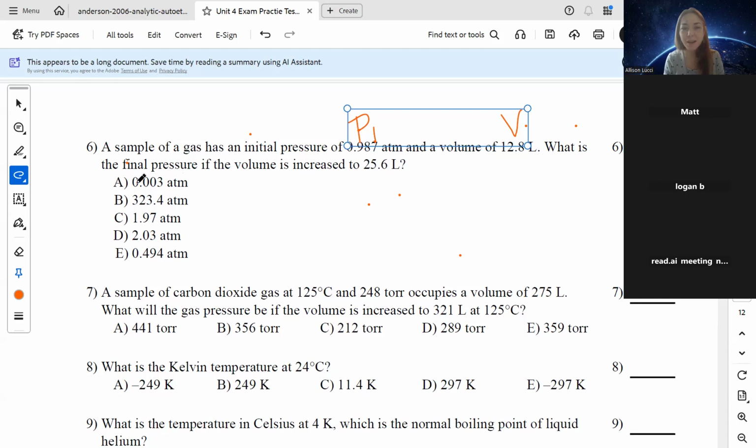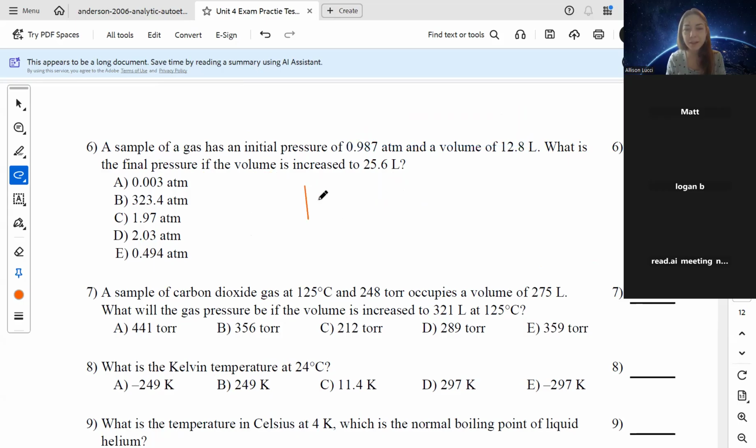All right, so we want to know what our final pressure is. So we're solving for P2 if our V2 is now 25.6 liters. So let's see how we would set this up. We have atmospheres, we have liters, so our units look good.